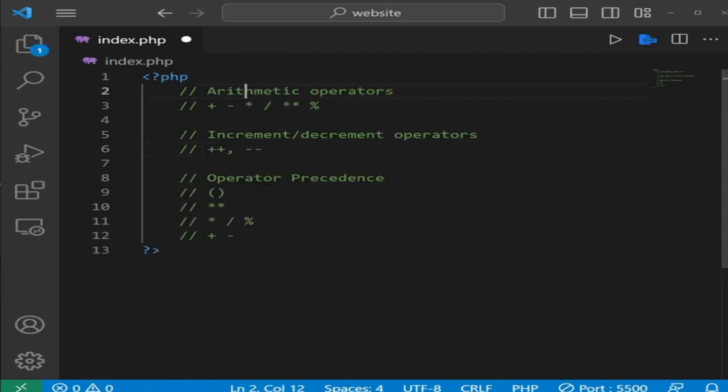Alright everybody, in conclusion, we have discussed arithmetic operators, addition, subtraction, multiplication, division, exponents, and modulus. Increment and decrement operators. You can take a variable, add plus plus to increment it, or minus minus to decrement it. Then lastly, operator precedence.